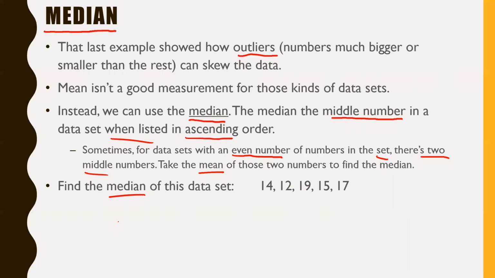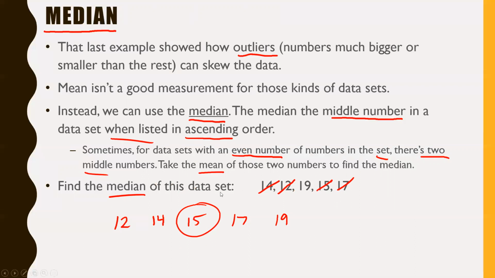Well, the smallest number in this data set is 12. So I'll write that down first and I'll cross it off as I go. Then the next smallest number is 14. And then we have 15. And then we have 17. And last we have 19. Now that these are organized in ascending order, in other words, from least to greatest, we can now find the median. And the median is the middle number in the whole data set. So if you look at this data set, the middle number is going to be 15. Okay, so the median of this data set is 15.